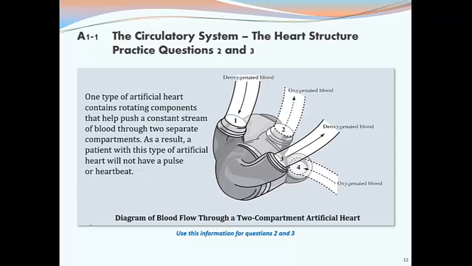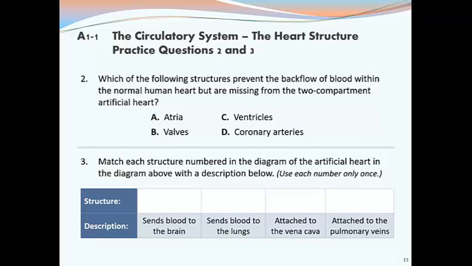So let's take a look at the question. It says, which of the following structures prevents the backflow of blood within the normal human heart? Now, here's the deal, you guys. We're talking about just a normal human heart, so we are moving away from the 2-compartment artificial heart, but it's just a question. So what prevents backflow of blood within a normal human heart? That would be just the valve that we talked about, not specific names of the valves, just valves. That's what we need in Science 30.